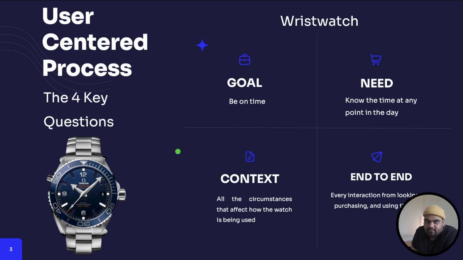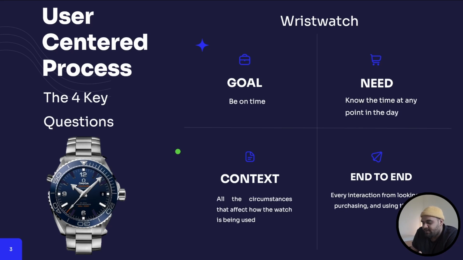Let's take an example of a wristwatch. Okay, for a wristwatch, what is the goal? The goal is to be on time. Okay, you just always want to be on time. That's why you buy a wristwatch. Then what is the need? Okay, the need is to know the time at any point in the day. Okay, let's say you want to know the time in the morning. So you just look at a wristwatch, and that's what it does.